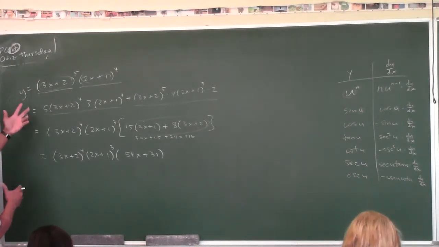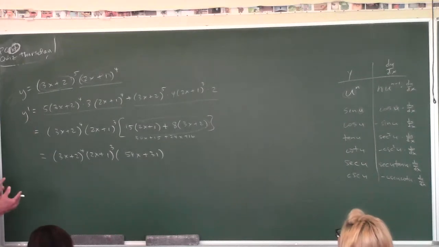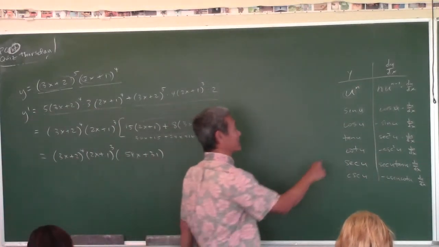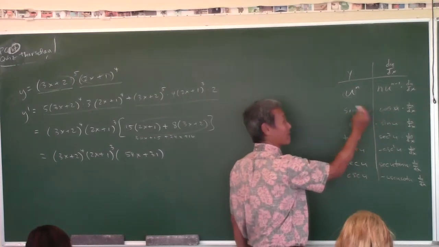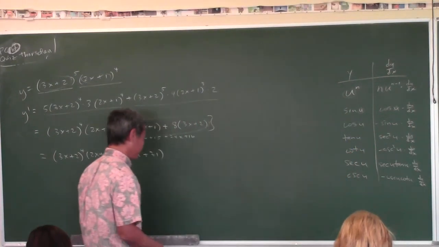You see a quotient, you use the quotient rule. I mean, none of the rules change. The only thing different now, instead of having sine x, we just have a sine box. It's the only thing we have different.